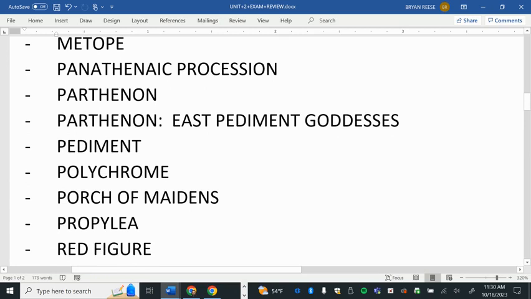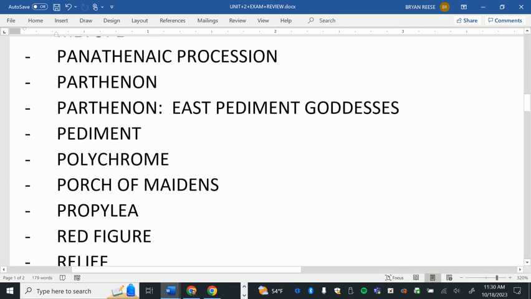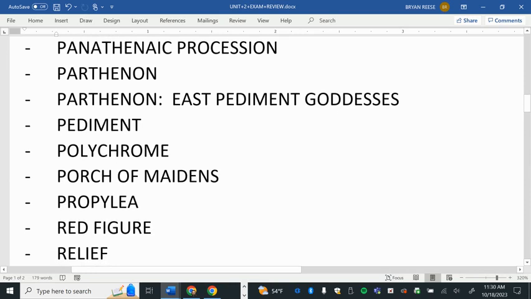Red figure, I went over this already. Know what a relief sculpture is? That's a sculpture carved into a wall or flat surface. Friezes are examples of relief. Metopes are examples of relief.